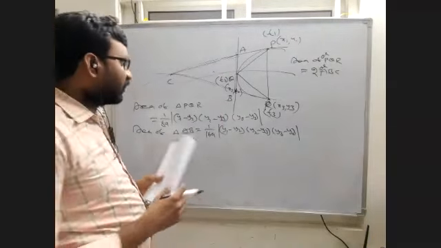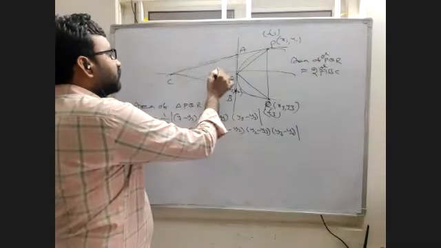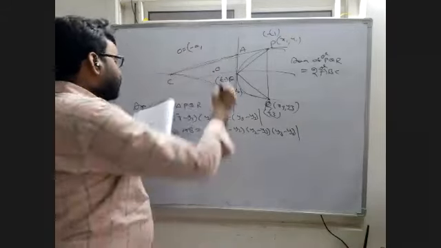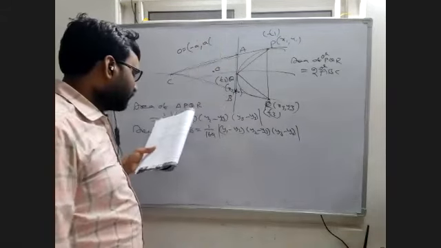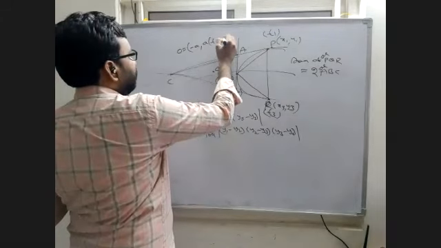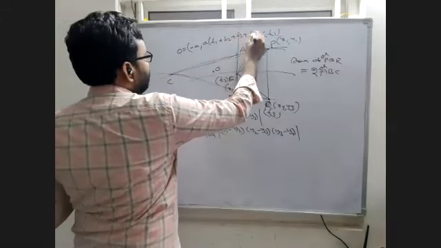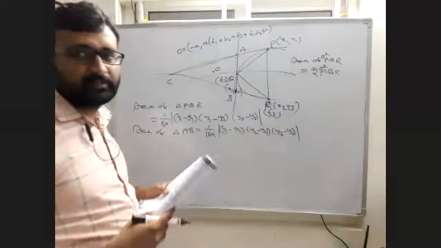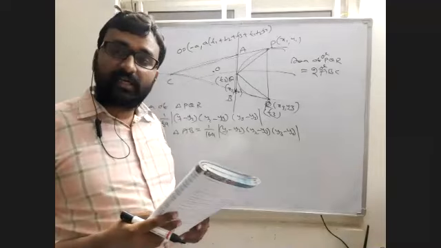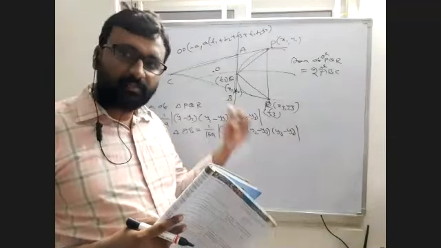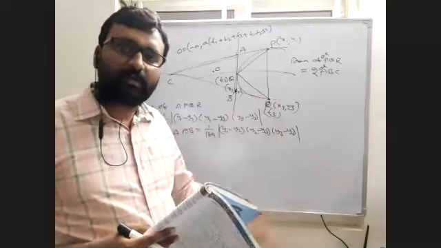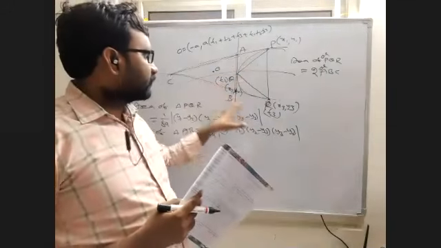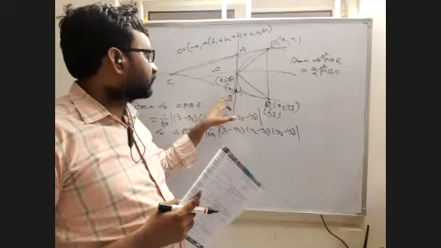Suppose this is the orthocenter. Then the orthocenter is given by (-a, a(t1 + t2 + t3 + t1t2t3)). This is the formula for the orthocenter of the triangle formed with the tangents at the points T1, T2, T3 on the parabola.